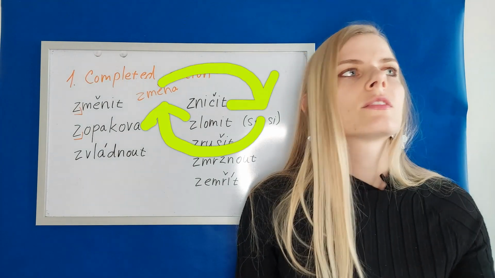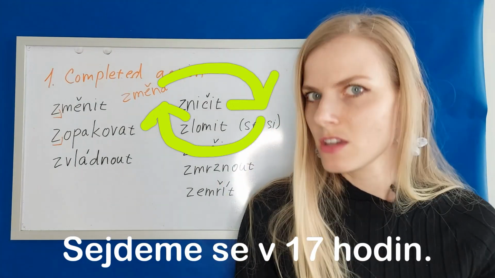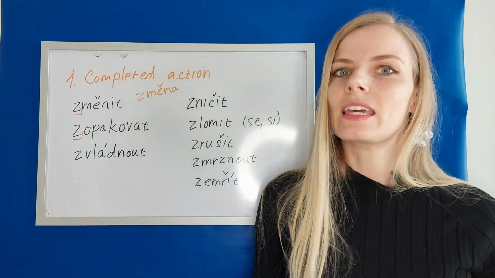Then I would say, sejdeme se v 17 hodin. Sejdeme se v 17 hodin. Ještě? Sejdeme se v 17 hodin. Can you be repeating it?